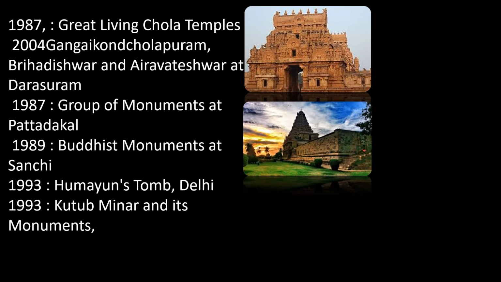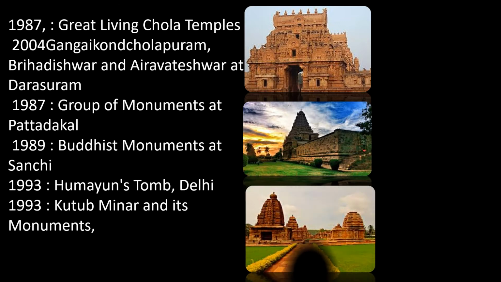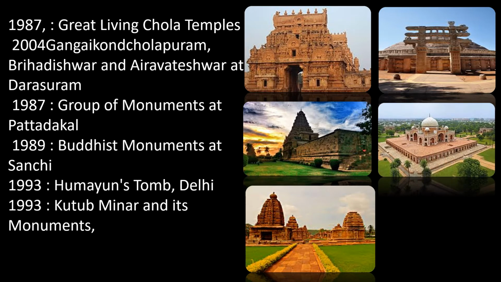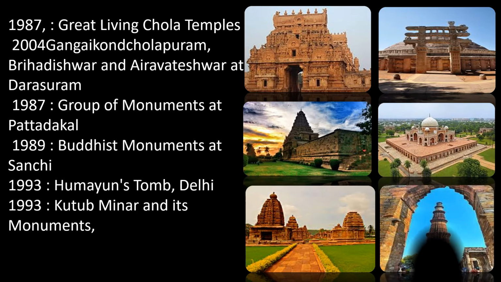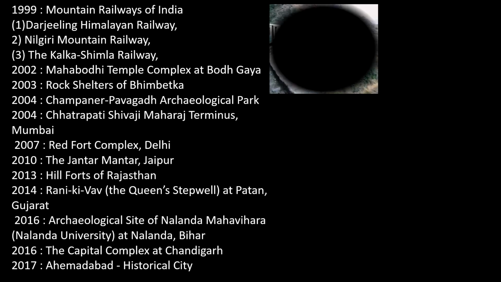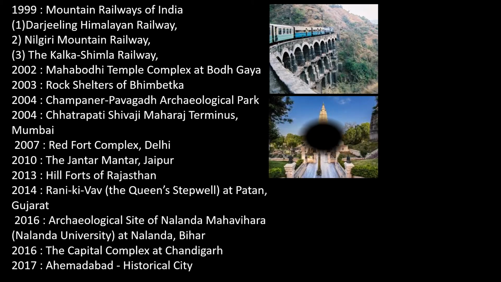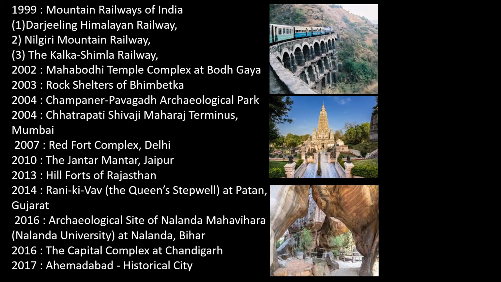2004, Gangaikondacholapuram, Brihadishwara and Airavateshwara Temple at Darasuram. 1987, group of monuments at Pattadakal. 1989, Buddhist monuments at Sanchi. 1993, Humayun's Tomb, Delhi. 1993, Qutub Minar and its monuments. 1999, Mountain Railways of India: Darjeeling Himalayan Railway, Nilgiri Mountain Railway, the Kalka Shimla Railway. 2002, Mahabodhi Temple Complex at Bodh Gaya, Rock Shelters of Bhimbetka, Champaner Pavagadh Archaeological Park.